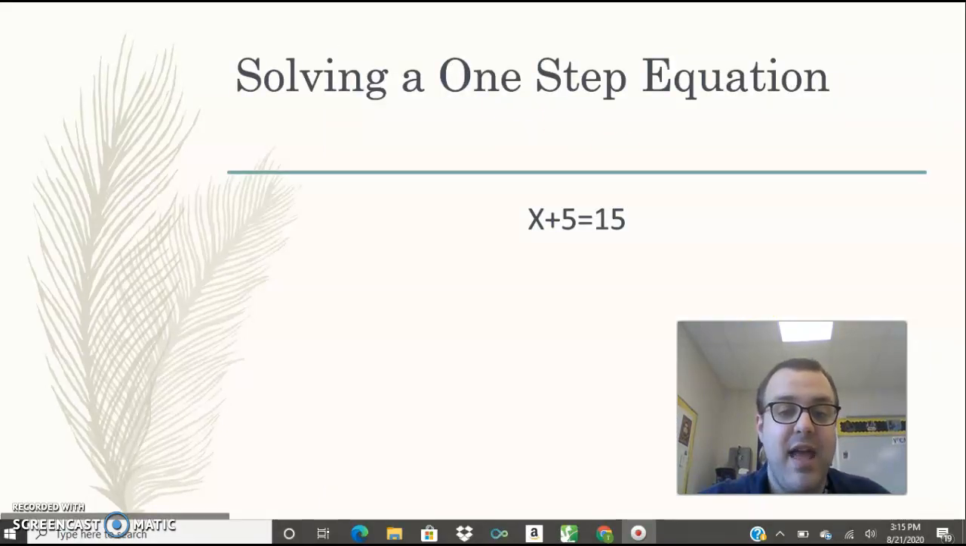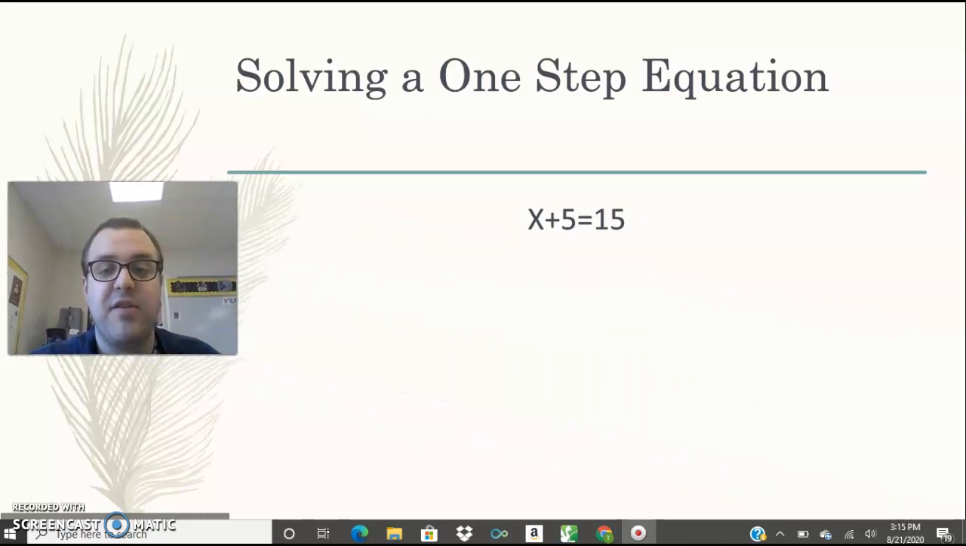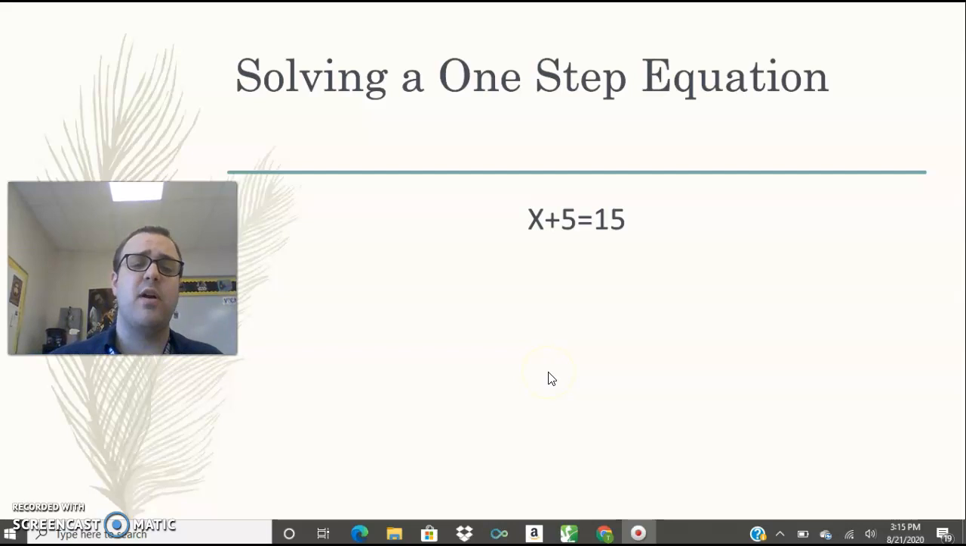So here we have x plus 5 equals 15, and I want to solve this for x. Basically, what I'm solving for is, what does x need to equal to make this equation true? And the way we're going to do that is by using our one-step equation, by keeping them balanced and doing the same thing to each side.